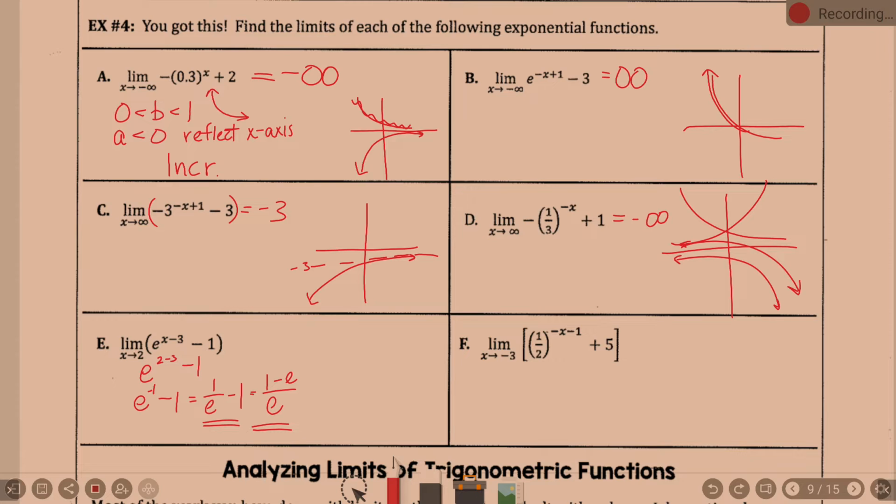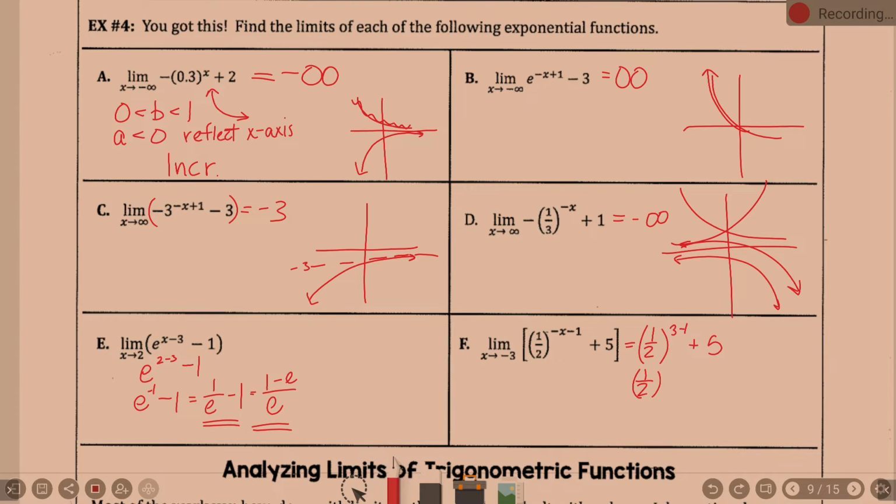Always beware. Okay. What about the limit as x approaches negative 3 of 1/2 to the negative x minus 1 plus 5? Plug it in. You can move this graph and everything, but are we going to know anything about negative 3? No, unless it happens to cross an axis there? Probably not. So let's plug it in and see what happens. 1/2 to the negative of negative 3, so positive 3, minus 1, plus 5.